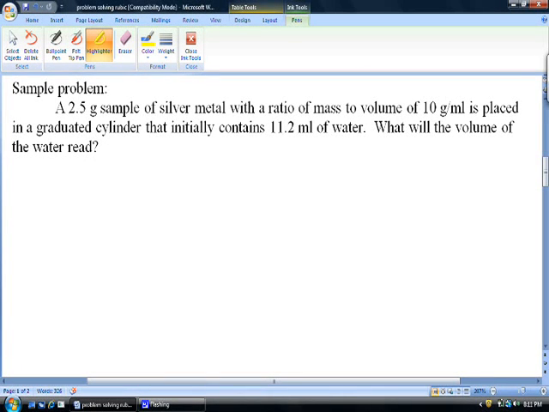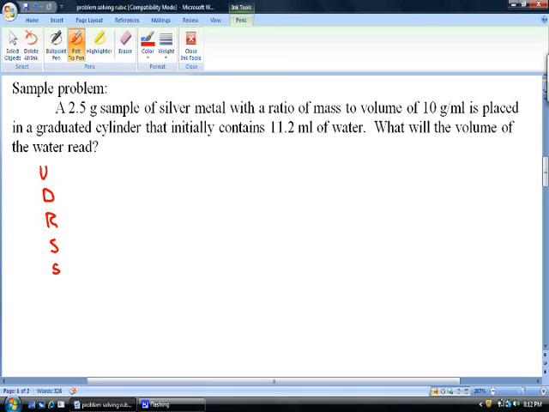Here and look and see if we can cover those 5 points. And I just want to remind you what those 5 points are for: U, D, R, S, S. Units, data, relationship, substitution, and solution, or solving the problem.